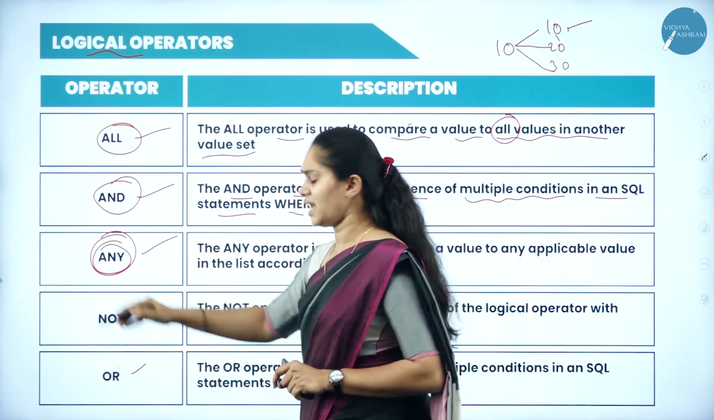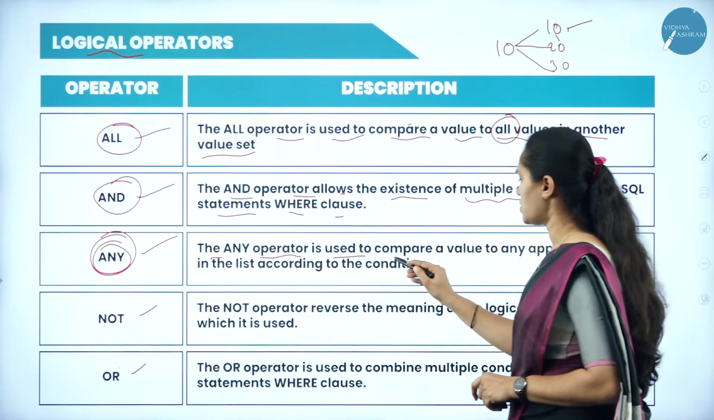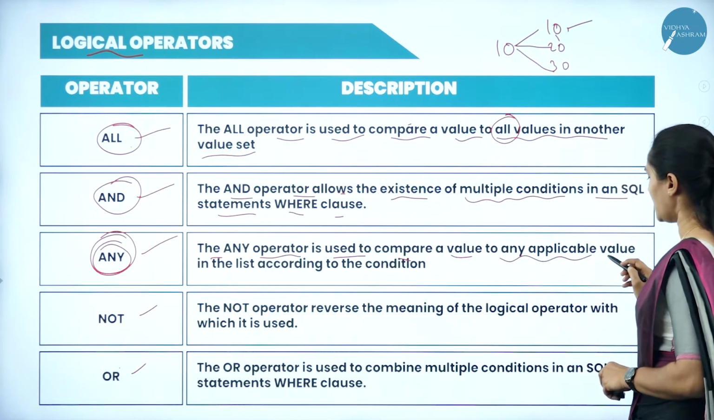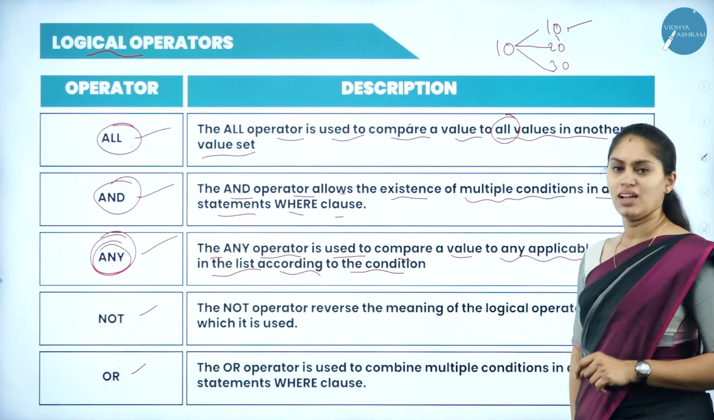And here we have any. What is any going to do? The any operator is used to compare a value to any applicable value in the list according to the condition. It is like what?